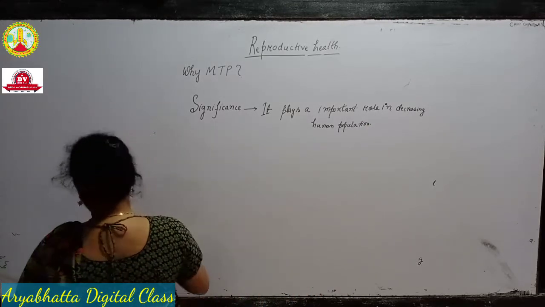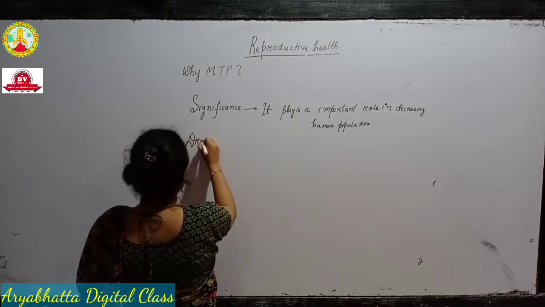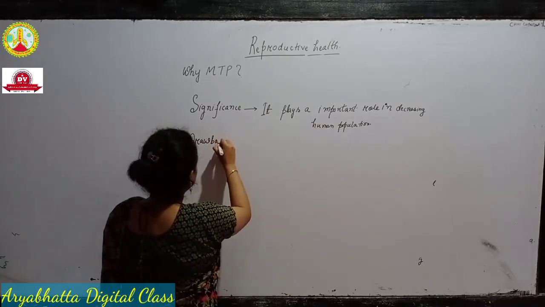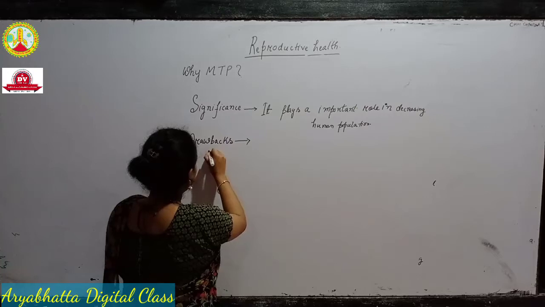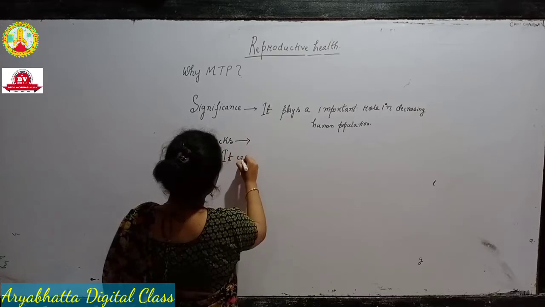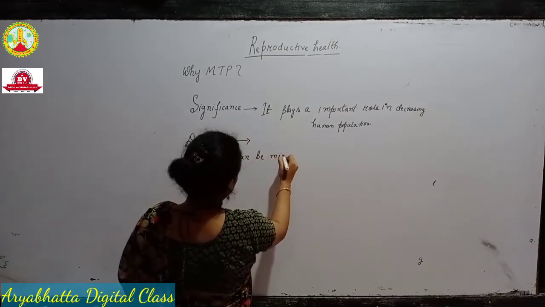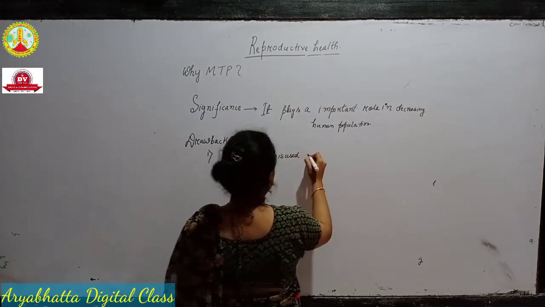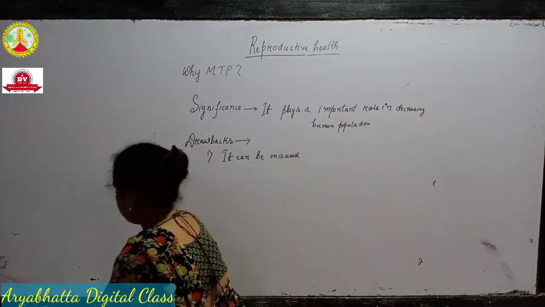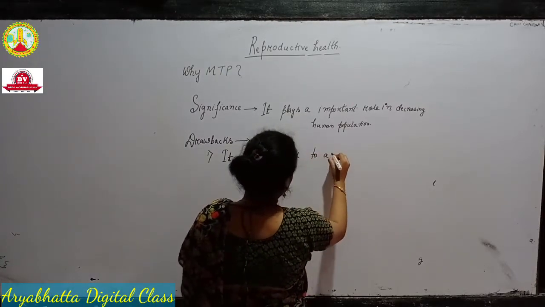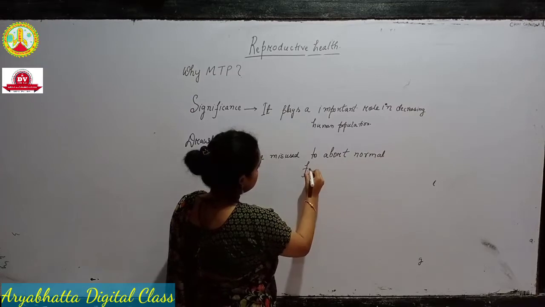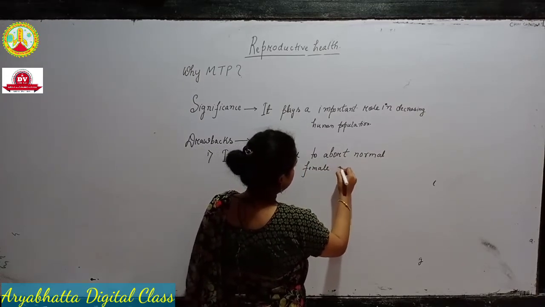So next comes the drawbacks. In spite of the significance, there are still some drawbacks of MTP. What are those? Number one, it can be misused to abort a normal female fetus.